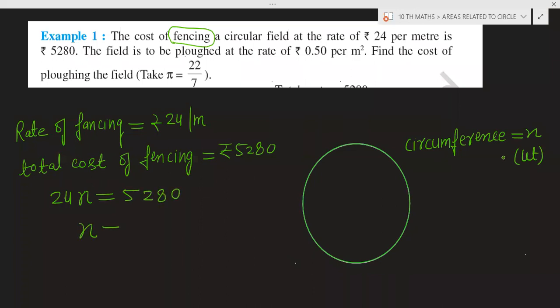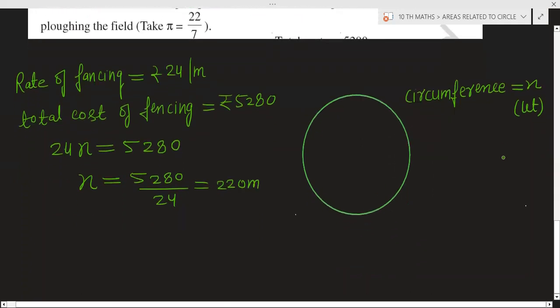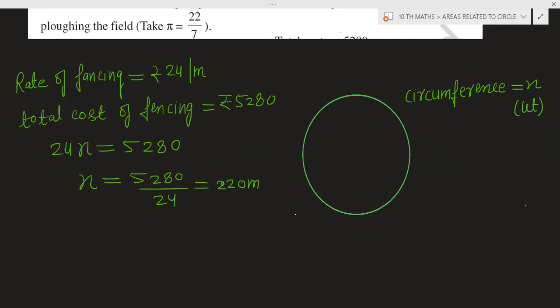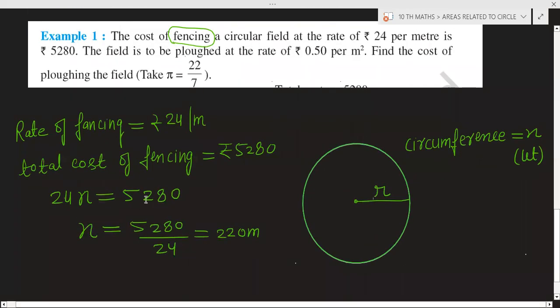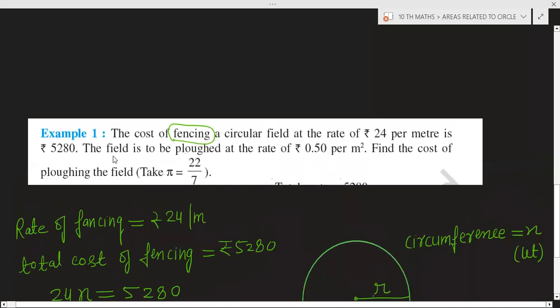From here you can get the circumference. 5280 divided by 24. Now cancel this out, and you will get 220 meters. Now this x is the circumference. So the circumference is equal to 220 meters, and what is the value of the circumference? 2 pi r.